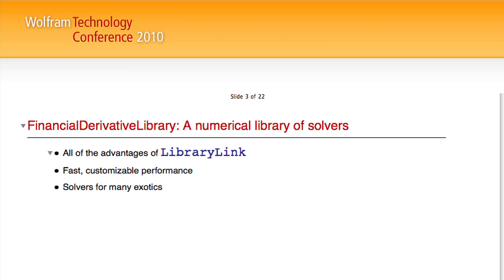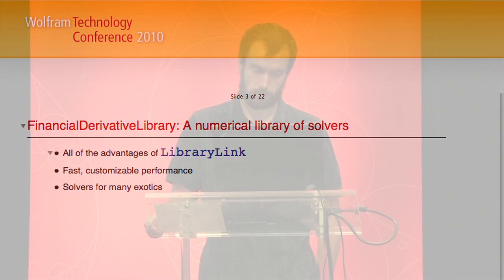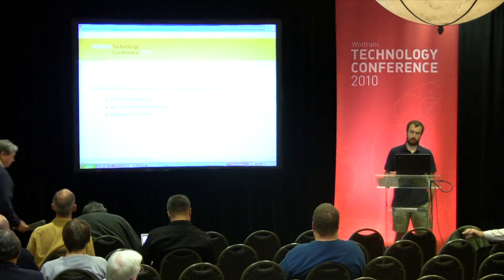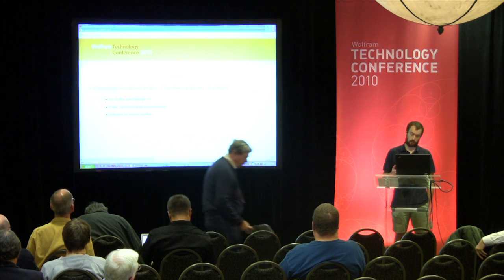So FinancialDerivative is an umbrella function for an interface to a standalone library that connects to the Mathematica kernel via LibraryLink, which is also a new feature in Mathematica 8. It allows you to connect pretty much arbitrary numerical or symbolic libraries to Mathematica. And the library that we've designed for FinancialDerivative is a numerical library of solvers for many different derivative types.